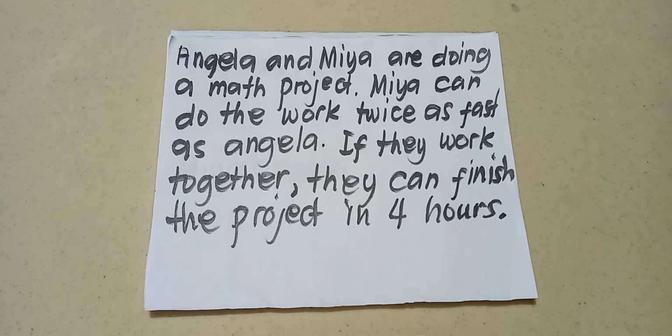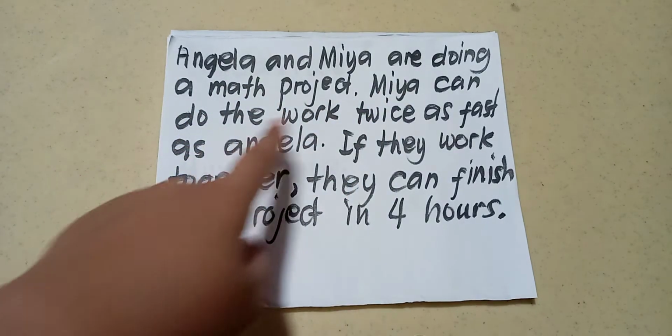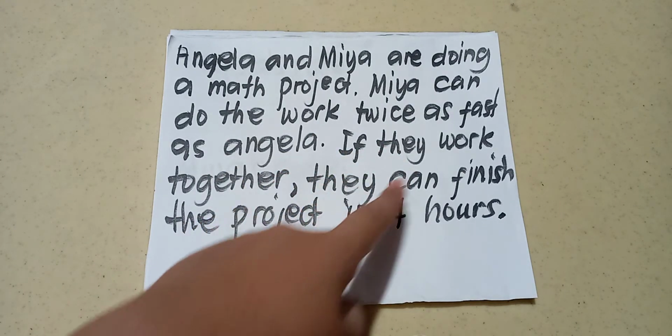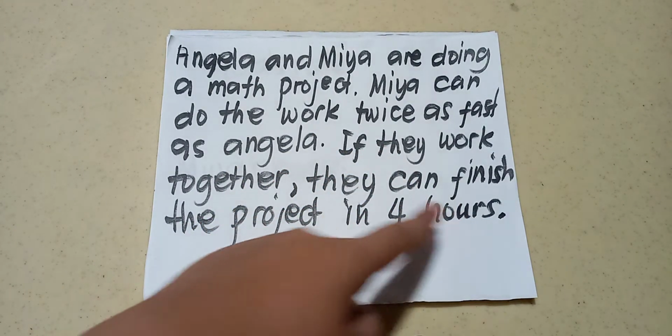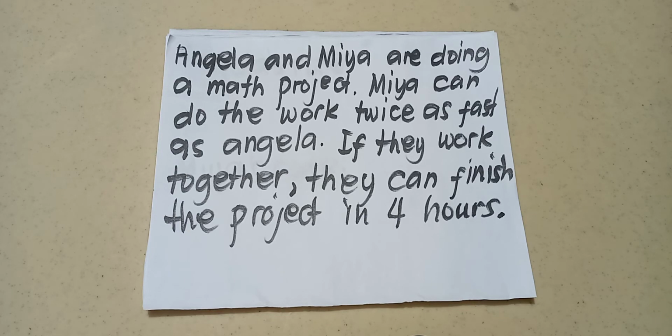Let's read. Angela and Mia are doing a math project. Mia can do the work twice as fast as Angela. If they work together, they can finish the project in 4 hours. So I'm going to explain this one in English first, but later I'm going to translate it in Tagalog, in favor of those students who can't easily understand if the language is English.